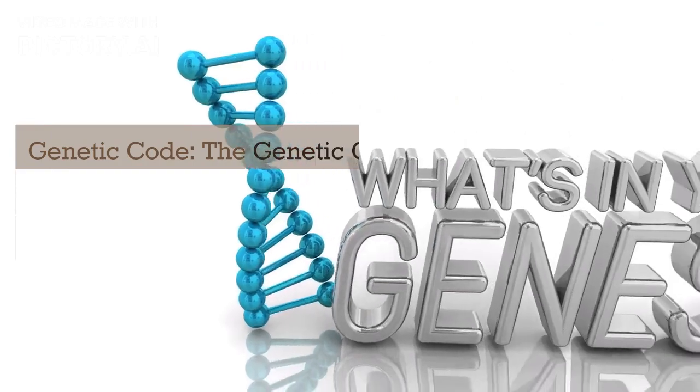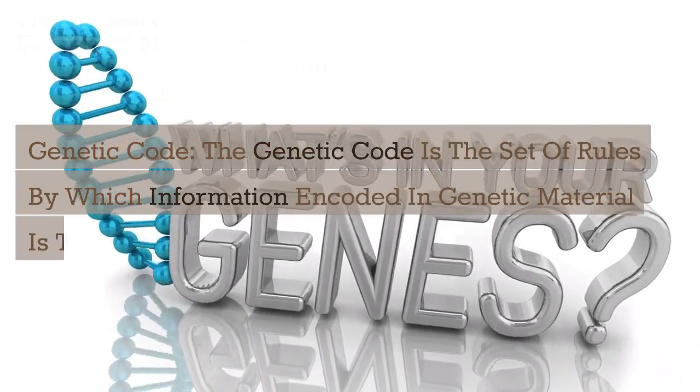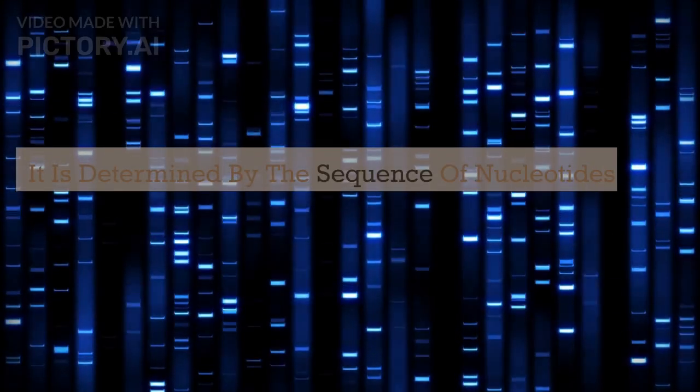Genetic code. The genetic code is the set of rules by which information encoded in genetic material is translated into proteins. It is determined by the sequence of nucleotides in DNA.